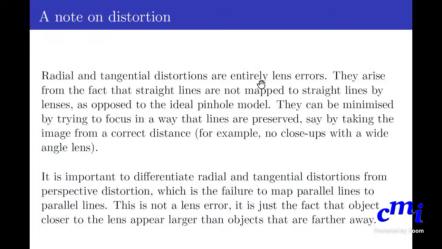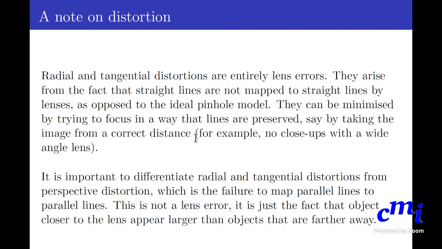So as I was saying here, radial and tangential distortions are entirely lens errors. They arise from the fact that straight lines are not mapped to straight lines by the lenses. The lens is doing this, creating this effect. Then they can be minimized.